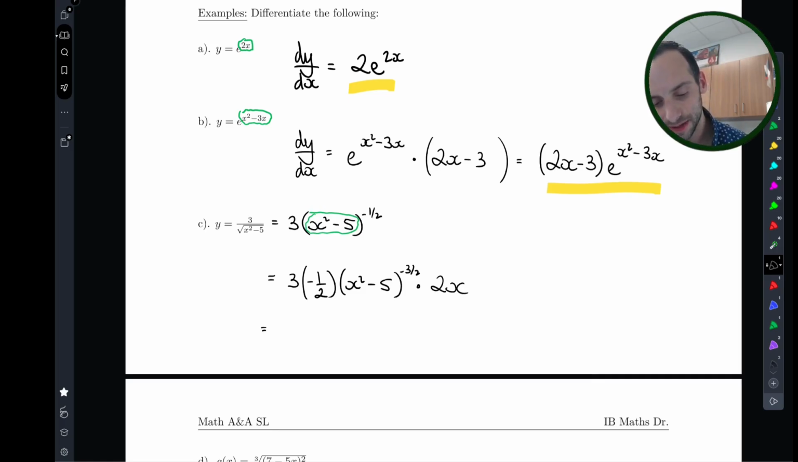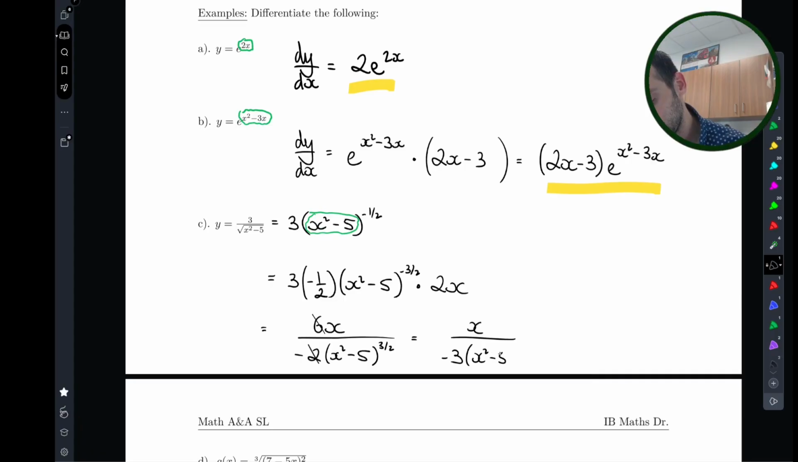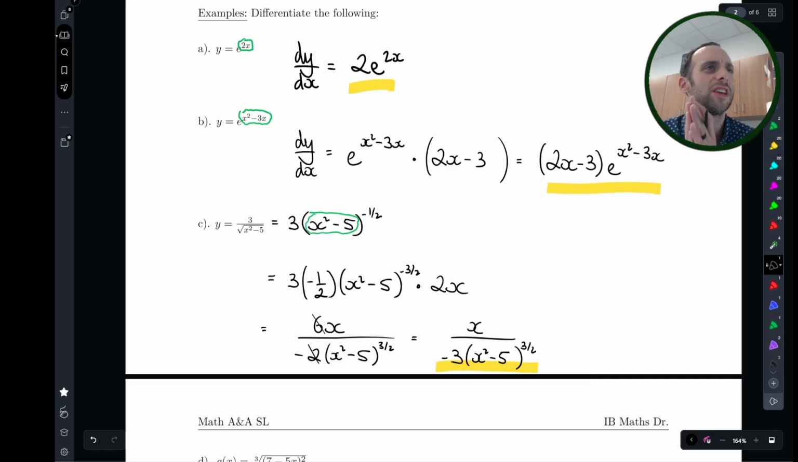If we clean this up a little bit, we will have 6x over negative 2, and then x squared minus 5 to the 3/2, getting rid of the negative exponent. And finally, we can simplify this down a little bit to give us x over negative 3, x squared minus 5 to the 3/2. And while that derivative is perhaps not the cleanest or the simplest thing, it's a lot easier to take the derivative that way than it is doing that quotient rule.